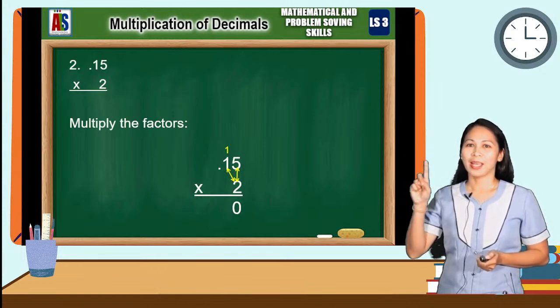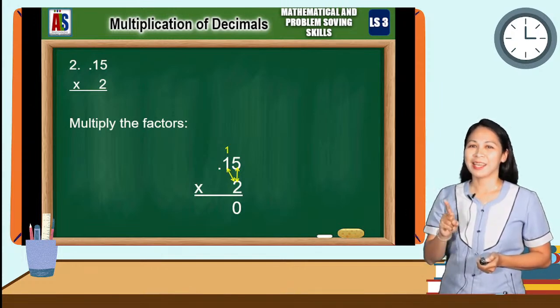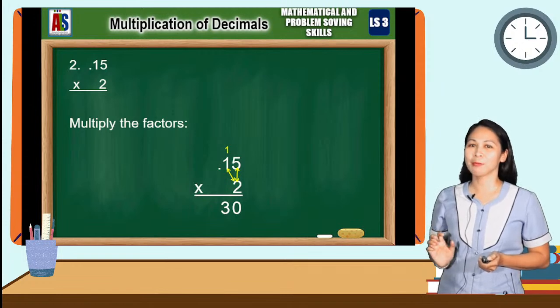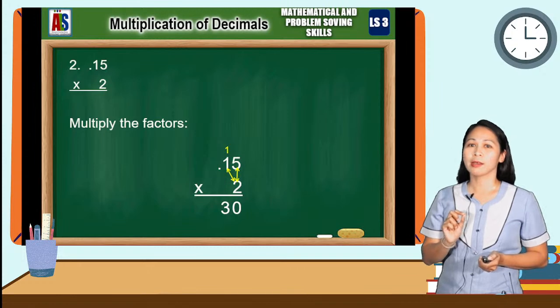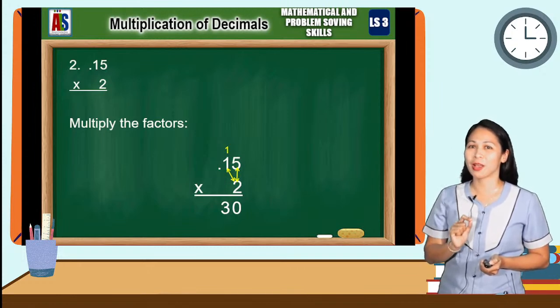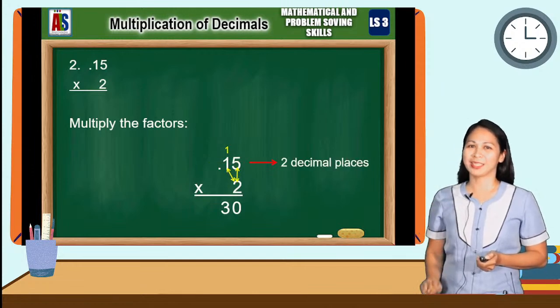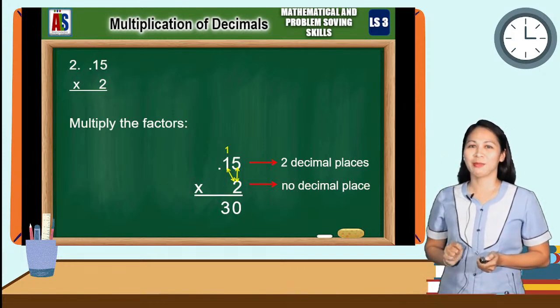2. Add 1, that was regrouped. So 2 plus 1 is equal to 3. Write 3 below the column of 1. After computing the final product, we will put the decimal point by counting the decimal places of the factor. So 0.15 has 2 decimal places and 2 has no decimal place, a total of 2 decimal places.